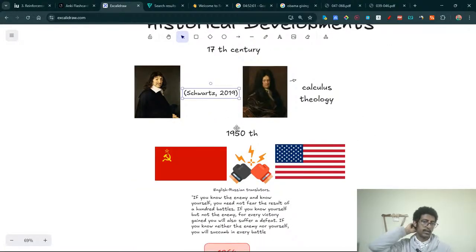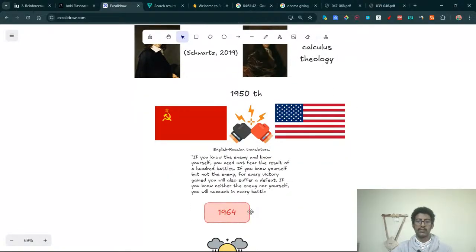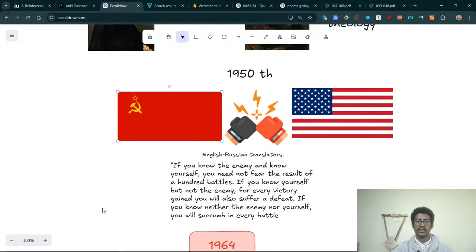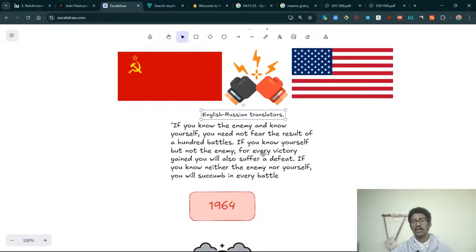But later, in the 1950s, there was a world division of order, capitalism and socialism. After World War II, the world got into the Cold War, so there was an ideological fight between the USSR and the USA. So there was a need for English-Russian translators, because there is a saying.